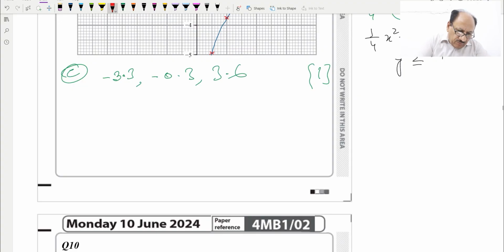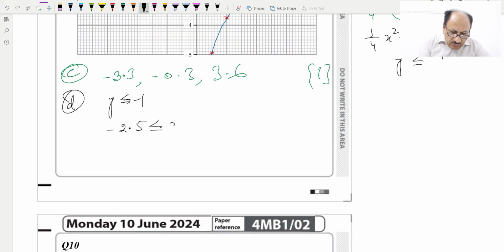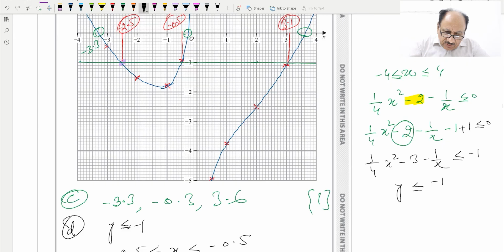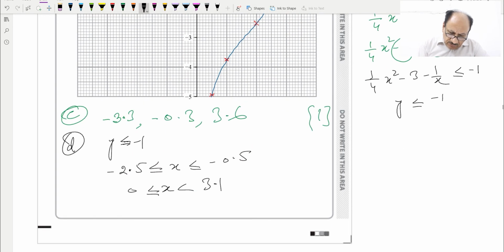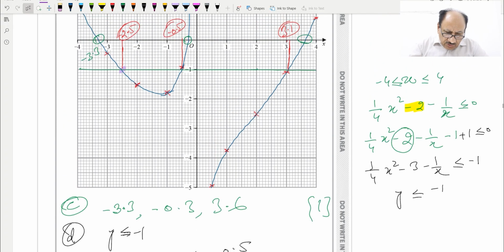So for the D part, y will be equal to minus 1, or we can write less than or equal to minus 1. So the points will be in between minus 2.5 to minus 0.5, and between 0 to 3.1. These will be the points. Yes, so these will be the points. Hopefully you understood this.